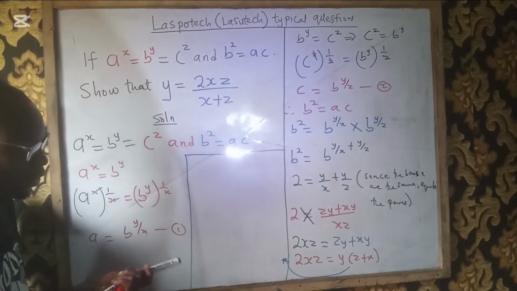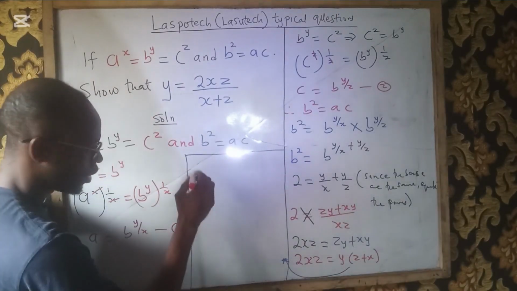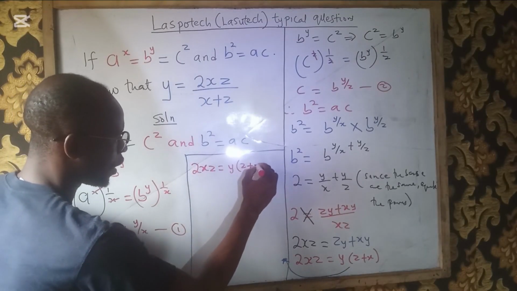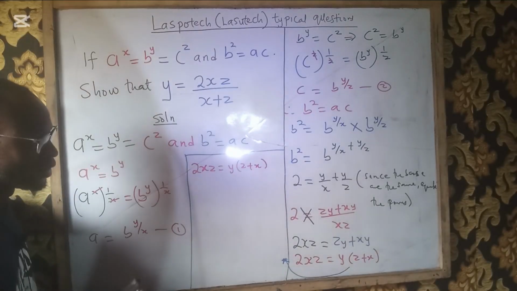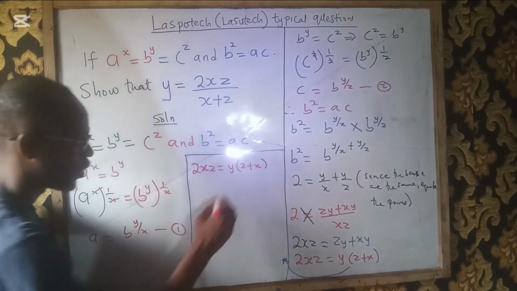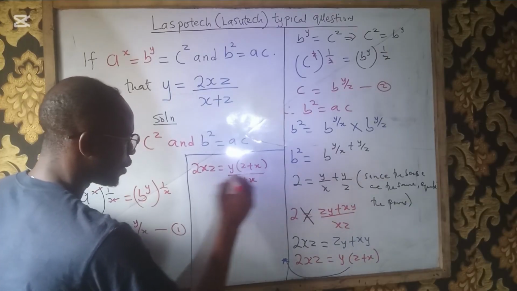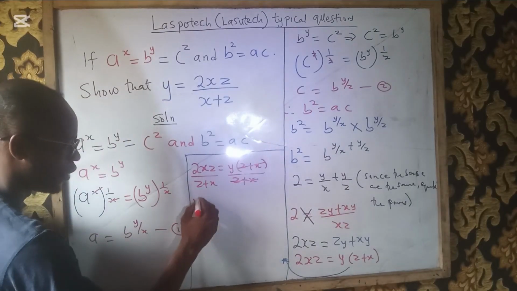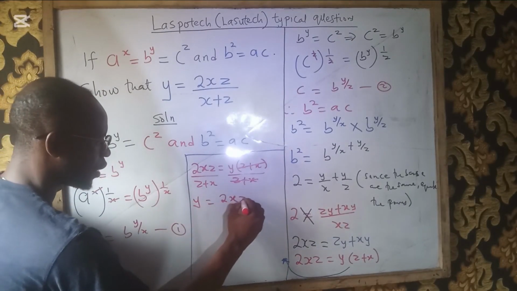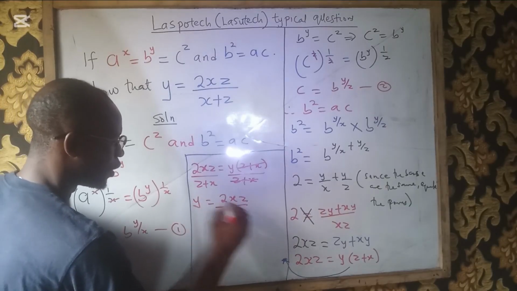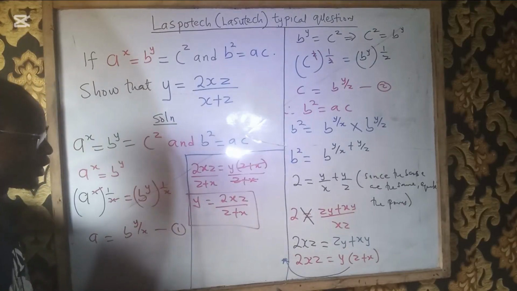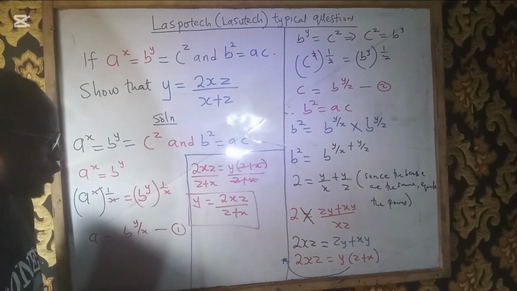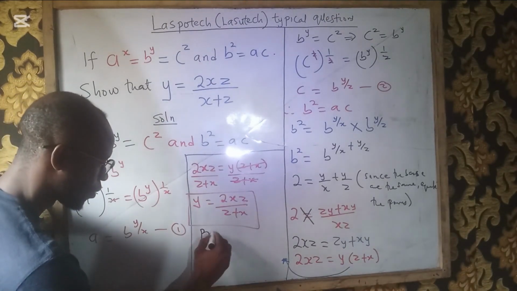Okay, so what am I supposed to do here? Let me write that back. 2xz equals y bracket z plus x. So I have to divide both sides by z plus x to get the value of y. z plus x, z plus x, so that this will cancel out this one. You are now left with y equals 2xz over z plus x. So it has been proved. I told you that this z plus x is the same as x plus z. So you can see that we have already proved it. This is proved.